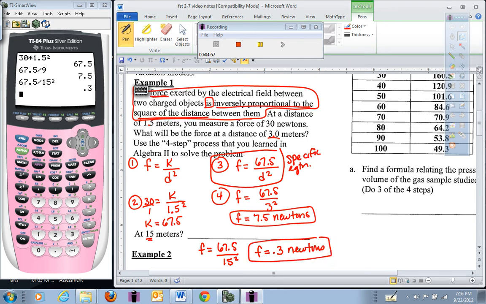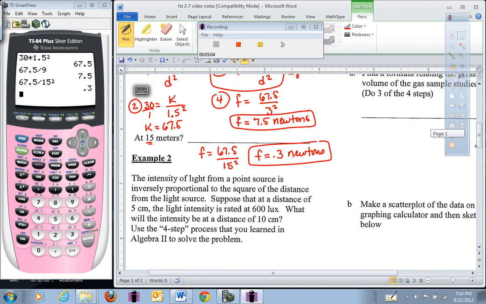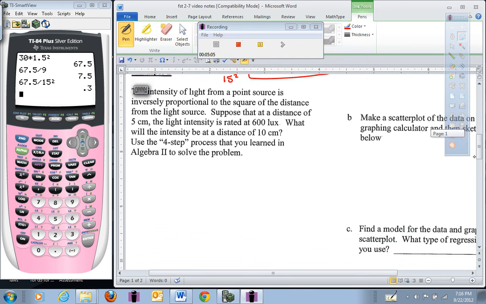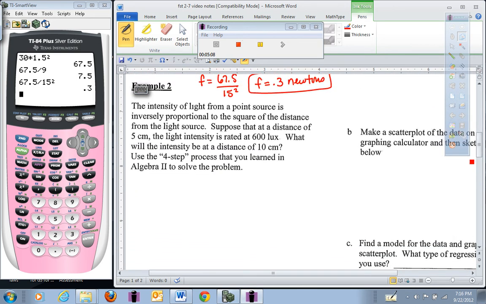All right, very good. All right, so what I want you to do is I want you to try example 2 by yourself and see if you can do all 4 steps just like we followed up above. So pause the video right now and see if you can do those 4 steps. And then when you put the video back on, I'll have my 4 steps shown for you. You can see if you can follow that and see if you got the same answer.